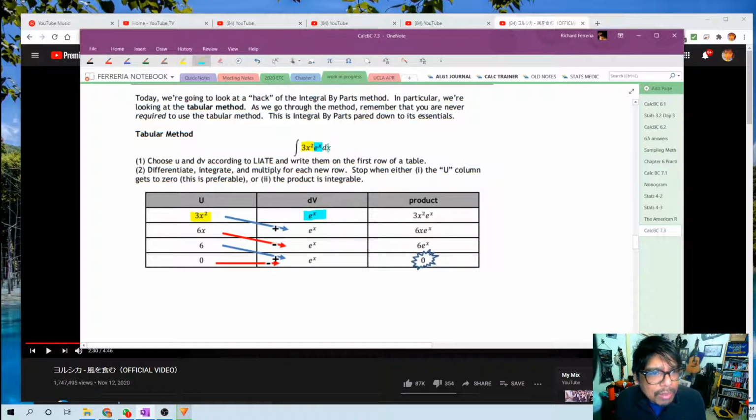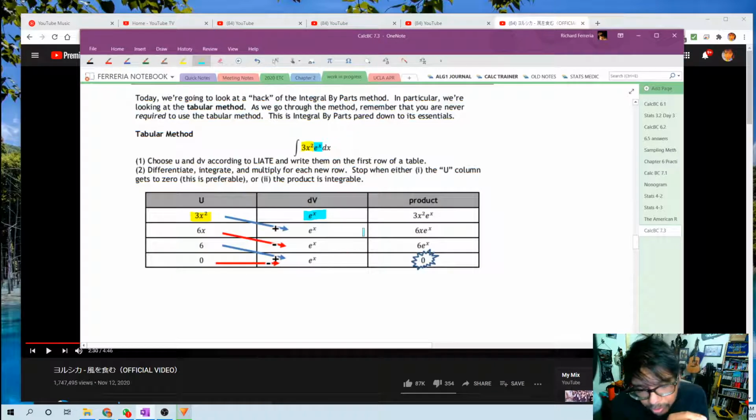Notice how the dx isn't really going to play a part in this. So that's one reason why maybe students would choose to use this method. And here is the point. We're going to take derivatives of u. So the derivative of 3x squared is 6x. The derivative of 6x is 6, and the derivative of 6 is 0. On this side over here, the antiderivative of e to the x is e to the x, the antiderivative of e to the x is e to the x, etc.